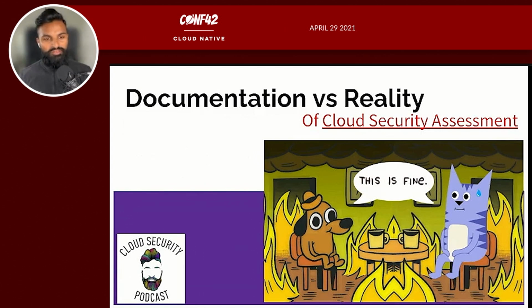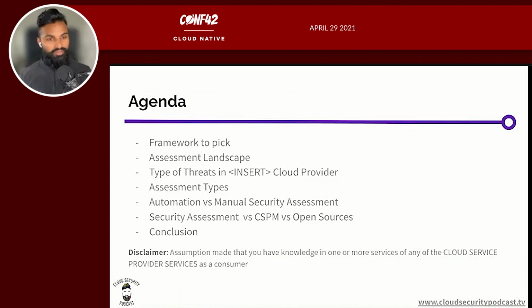But before I get into this, let's talk about what I am going to discuss in this talk. I would be talking about the framework that people use to run assessments, and the framework that people use to run assessment against themselves in any given paid engagement. We also talk about assessment landscape, the type of threats, the assessment types, automation, do you even need it? And some of the differentiation between running an assessment from an auditor versus having automated tooling. And in conclusion, we'll conclude with what the real truth is about everything, whether documentation really holds up the test of ground.